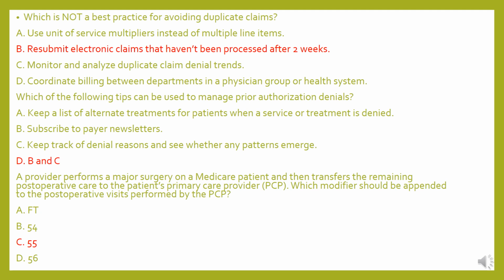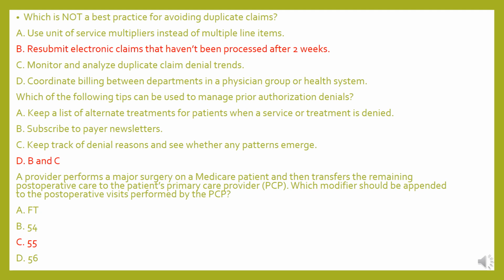Which is not a best practice for avoiding duplicate claims? A. Use unit of service multipliers instead of multiple line items. B. Resubmit electronic claims that haven't been processed after 2 weeks. C. Monitor and analyze duplicate claim denial trends. D. Coordinate billing between departments in a physician group or health system.